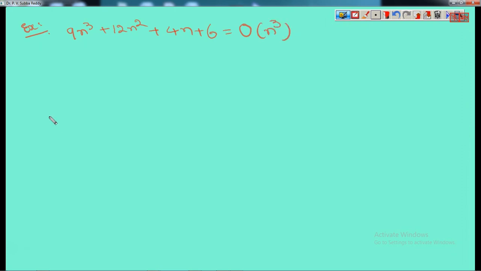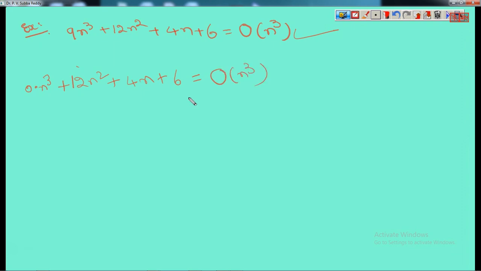Is it correct or not? Is it true or not? Yes. Why? Because this side also the order of growth is n cube, this side also the order of growth is n cube. That is correct. Now for example, if it is like this, 0 times n cube plus 12 n square plus 4 n plus 6. Is it big O of n cube?